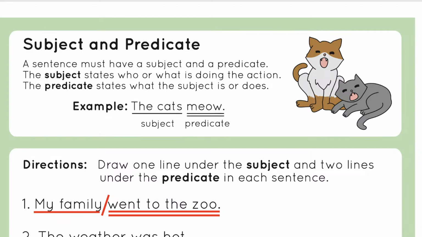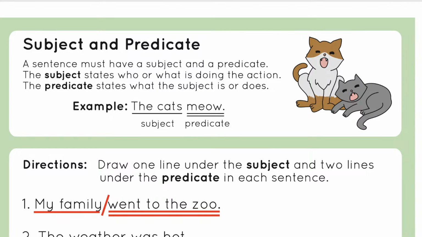A sentence must have a subject and a predicate. The subject states who or what is doing the action. The predicate states what the subject is or does. Here we have the example. This is what the cat does. The cat meows. The complete subject is the cat.